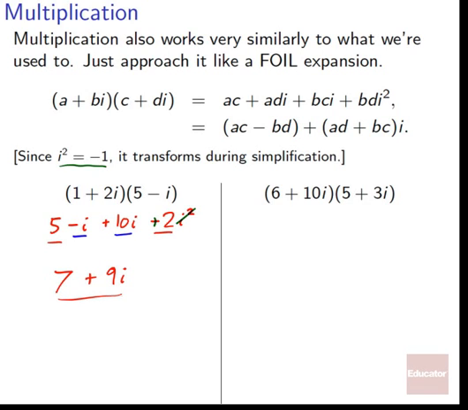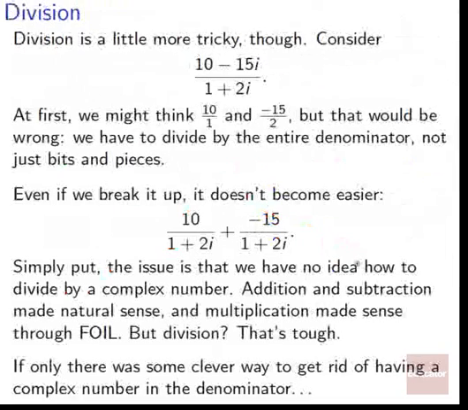Great. Next one, 6 plus 10i times 5 plus 3i. 6 times 5 is 30, 6 times 3i is 18i, 10i times 5 is 50i, and 10i times 3i is 30i squared. Once again, remember, i squared is negative 1, so we've got minus 30, at which point our positive 30 and negative 30 cancel each other out, and we're left with just 18i plus 50i, so we get a total of 68i. Great.